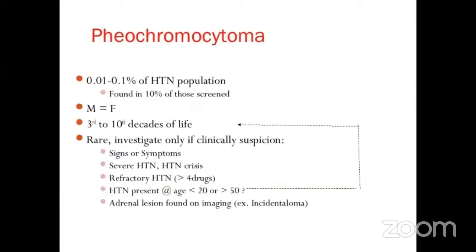The clinical symptoms of pheochromocytoma: hypertension is the most common symptom, occurring in the age range of 30 to 100 years of life, equal in males and females. Investigate only if there is clinical suspicion of signs or symptoms, such as severe hypertension or hypertensive crisis, or refractory hypertension, which is hypertension not controlled by more than 4 drugs. Also if hypertension is present at a young age, less than 20, or older age, more than 50, or an adrenal lesion is found on imaging.